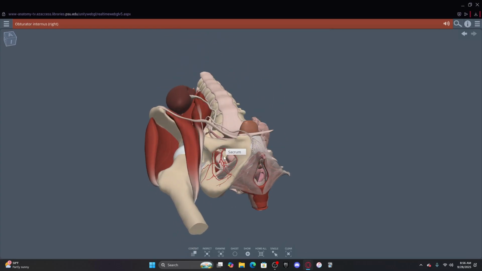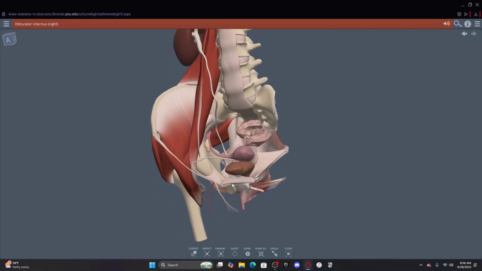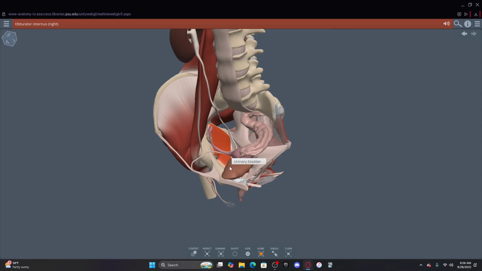This is just one of the branches that are going through the obturator foramen, through the obturator internus, but I'm going to show you guys a better image of that. But this is just one artery they left here. But I'm going to go back here, right? So we see obturator internus.